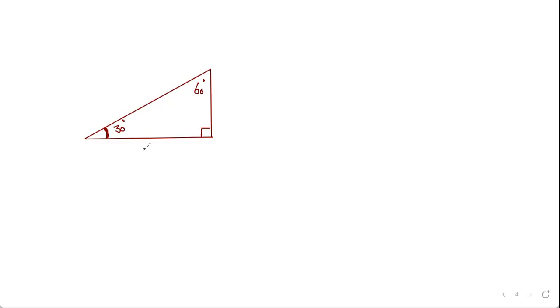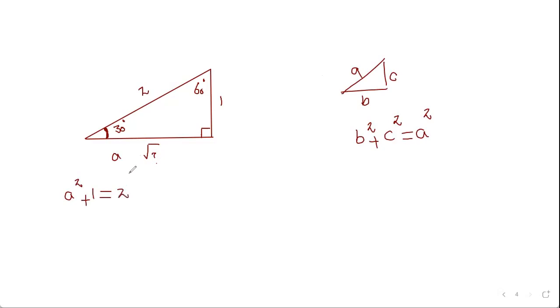If I make the length of the hypotenuse 2 and I make this length 1, this one is going to be how much? What is that question mark? Pythagorean theorem. Look at this. A Pythagorean is this: A, B, C. You say B squared plus C squared equals A squared. I call this one A. A squared plus 1 equals 2 to the power 2.